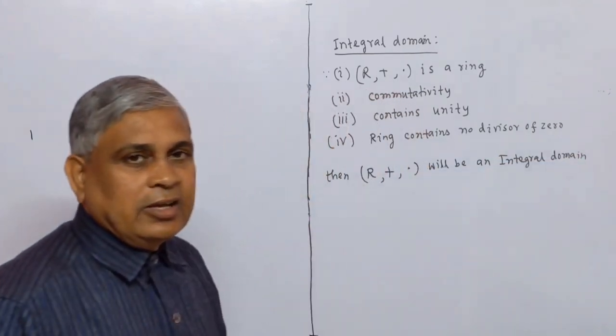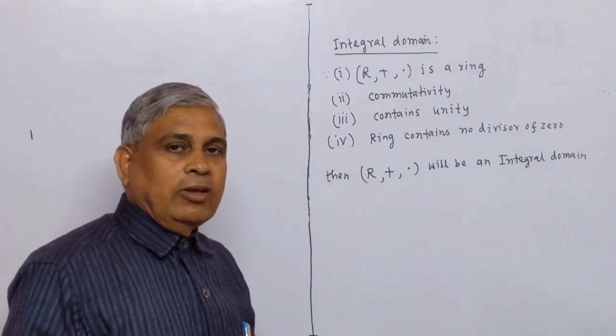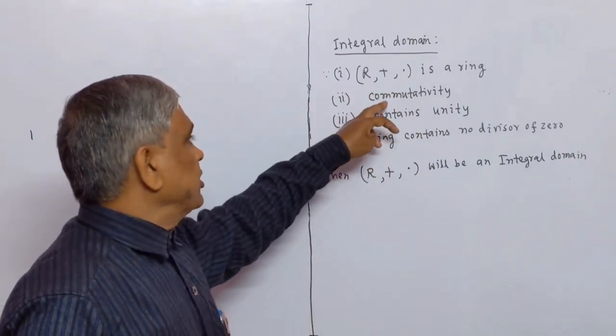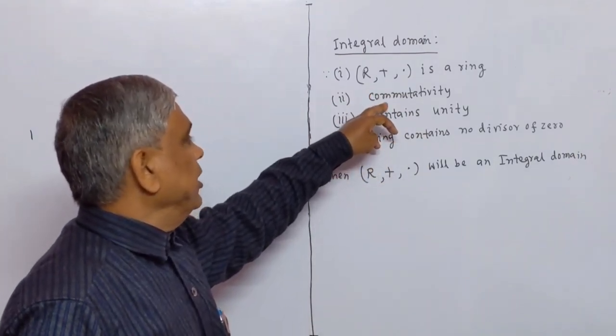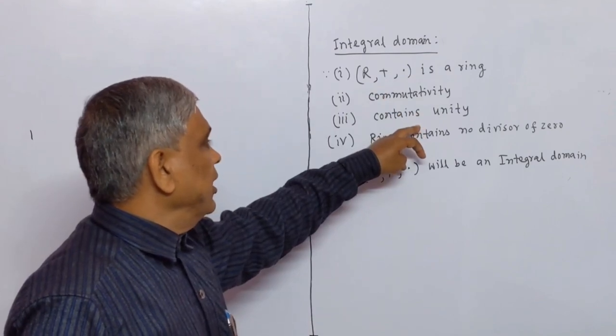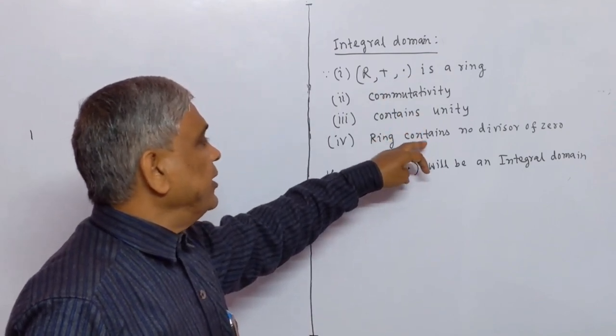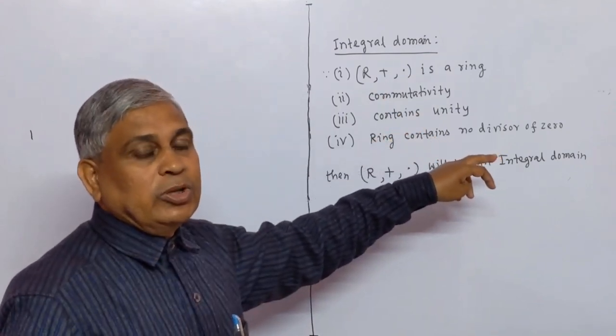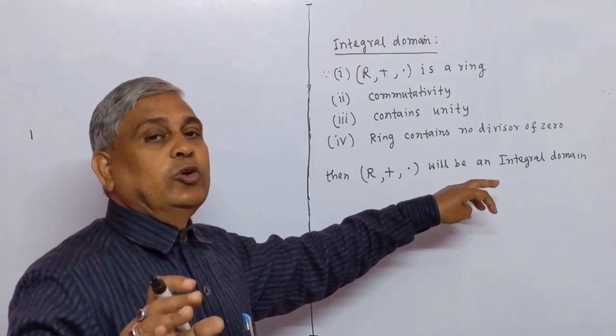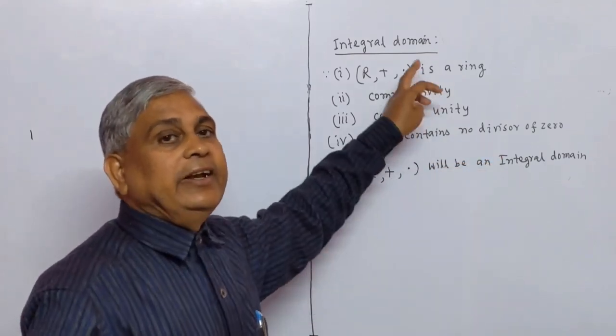That means the ring with the commutativity property that contains unity, and if the ring contains no divisor of 0, then that ring will be termed an integral domain.